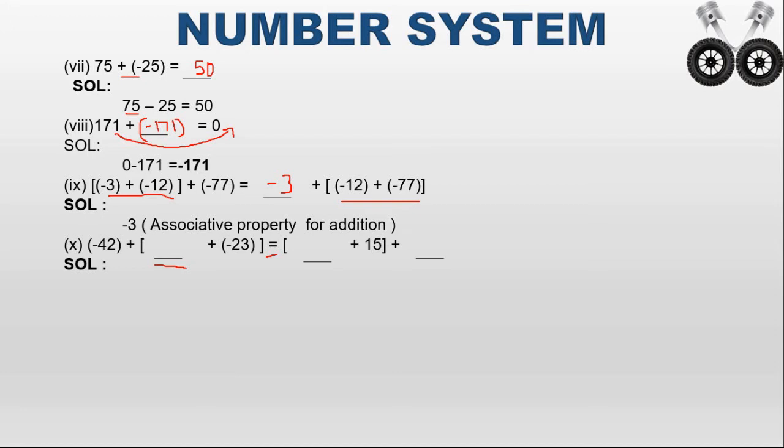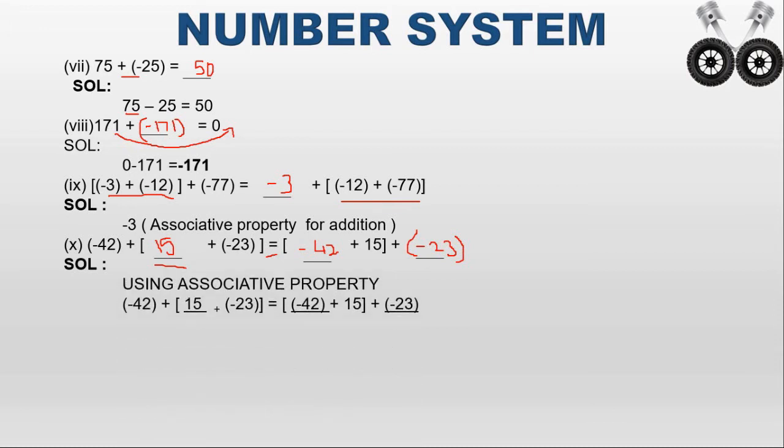So see here, minus 42 is here. That means here we have to first write the dash. What value should we write? We have to write the value as minus 42. So what is the B value we are having here? 15. So it is missed in the LHS, so you have to write here the 15. Okay, so what is the third integer here? Minus 23. That should be missed in the RHS, so you have to write here minus 23. So already the plus symbol is there, so you have to put the bracket. So using associative property, we find the values.